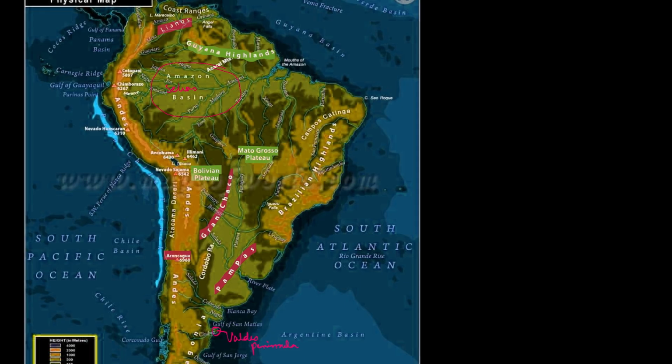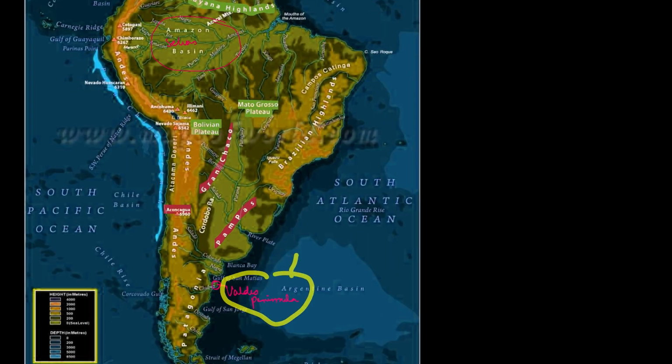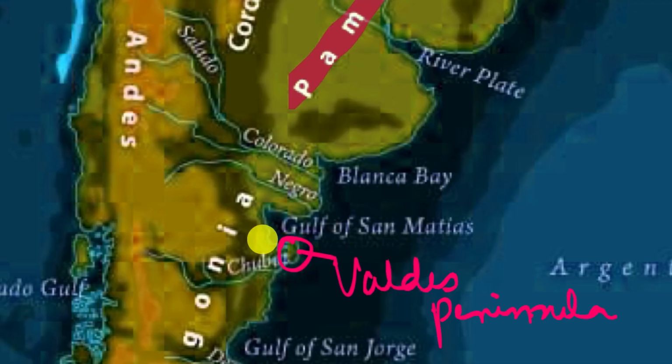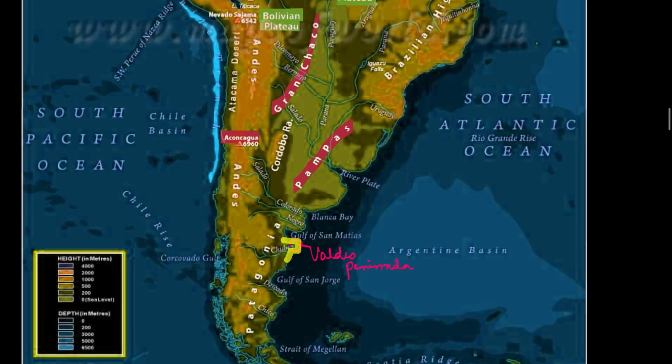So in South America, we have the Llanos, the Guiana Highlands over here, then the Selvas, the Gran Chaco, Bolivia Plateau, Mato Grosso Plateau, the Campos Caatinga Plateau, Brazilian Highlands, Pampas, Aconcagua. This is the highest peak of the Andes and of South America. Then we have the Valdez Peninsula. This tip is the Valdez Peninsula.